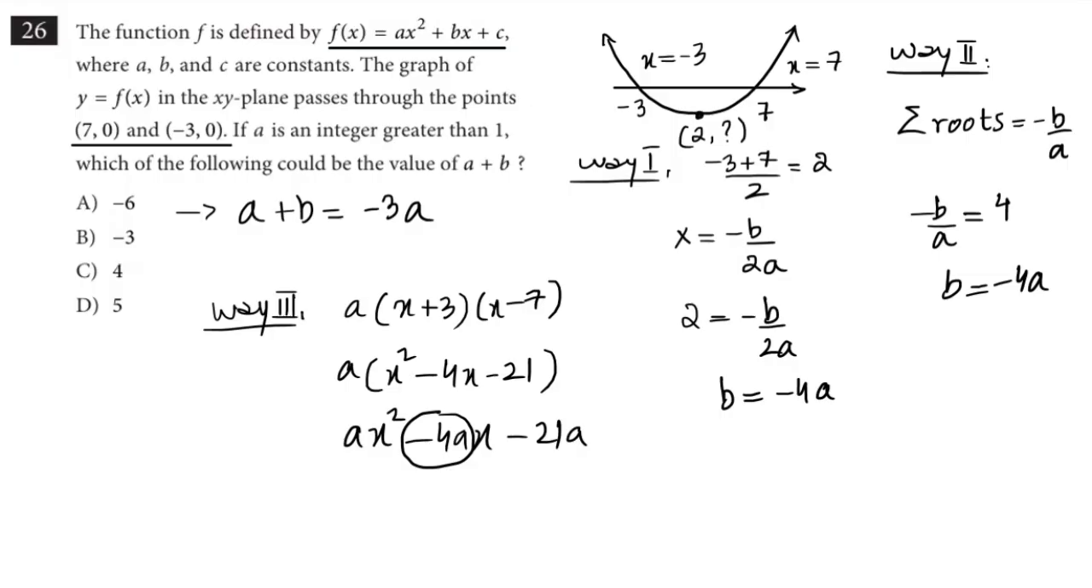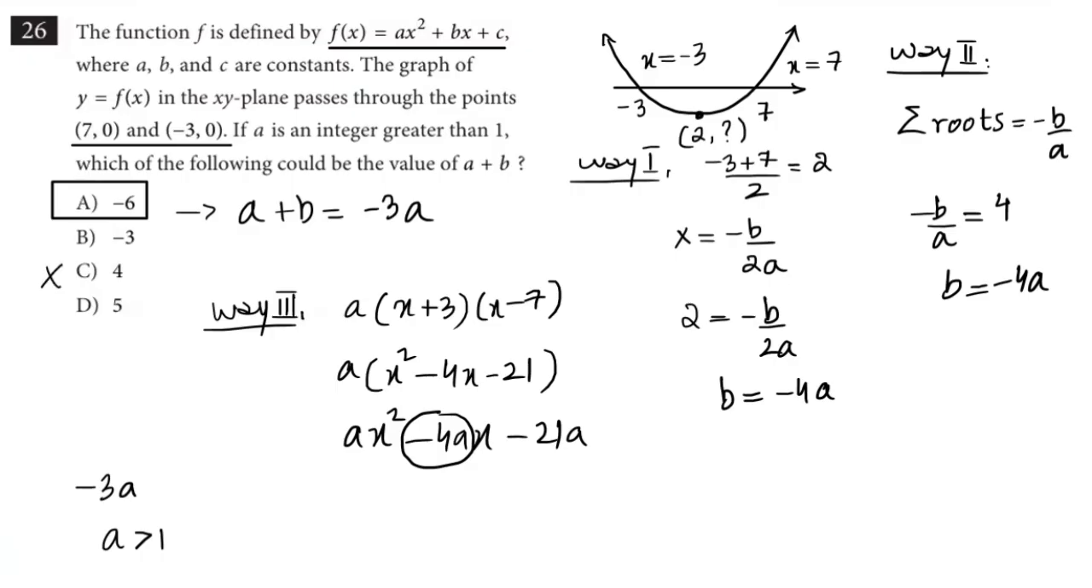So now we come to the sum part. Sum is a negative 3a and a is an integer greater than 1. So if you put a 2, you get a negative 6. If you put a 3, you get a negative 9. So you'll get a lot of bigger negative numbers. So the only possibility right now which fits in, if a is 2, is a negative 6. So A should be the correct answer.